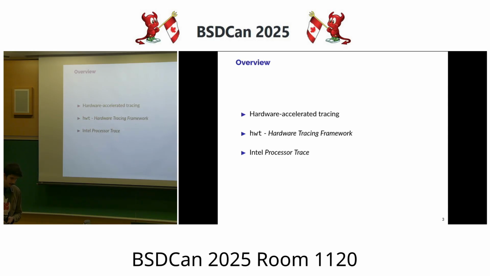This talk is going to be split into three major sections. First off, I'm going to introduce hardware-accelerated tracing technologies in general, explain what they do, how they fit in with other tools, and what some of their use cases might be. I'm then going to move on to the actual implementation that we did for managing, interacting, and decoding traces generated by hardware tracing devices in FreeBSD. And the last section is going to be a case study of adding support for a specific hardware tracing technology to the newly written hardware tracing framework.